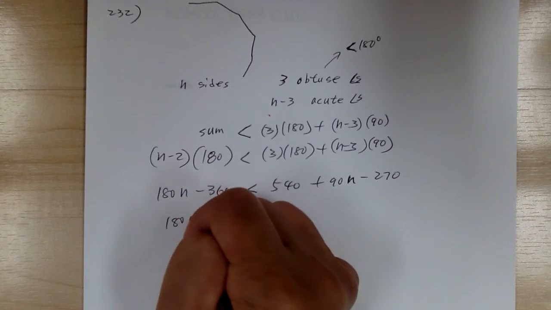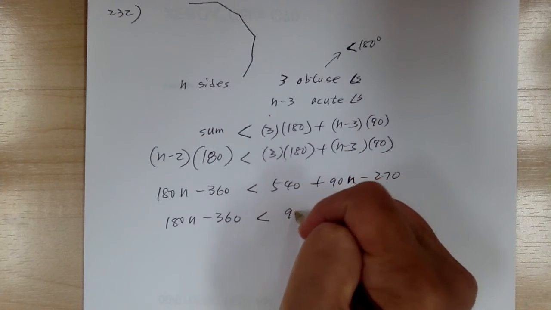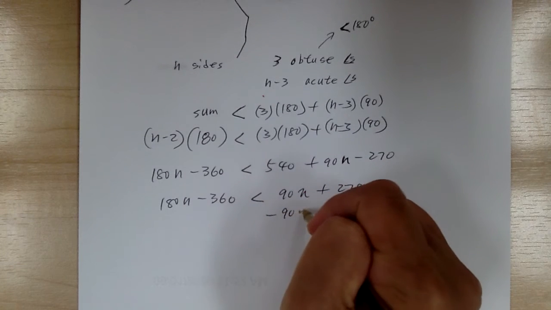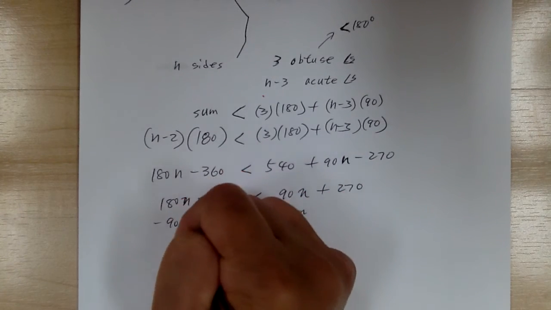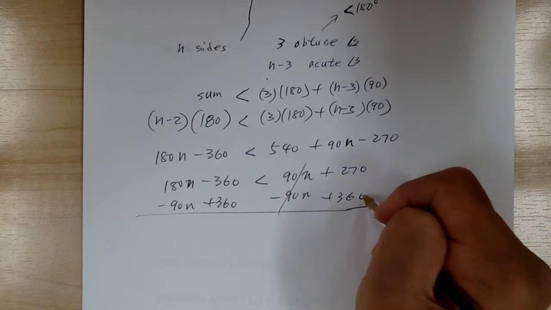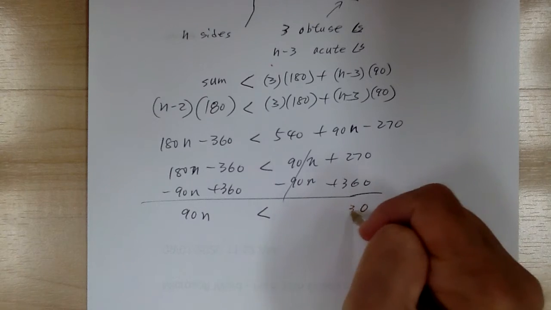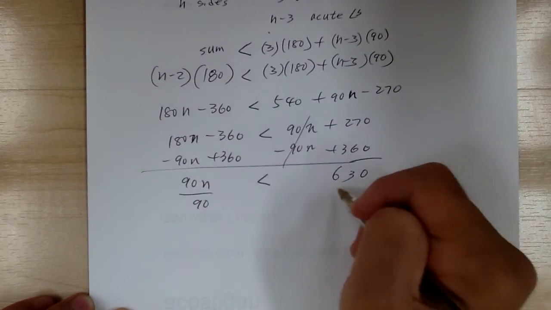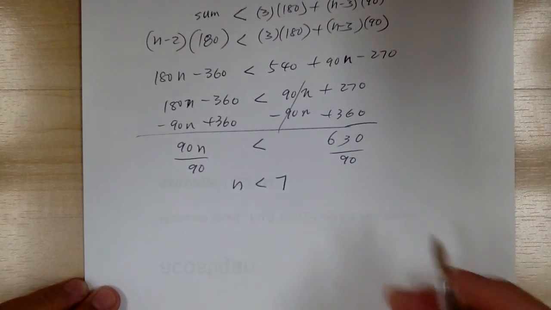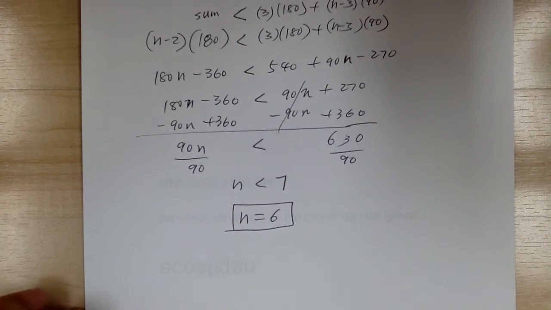So 180n minus 360 has to be less than, this will be 270, so 90n plus 270. Subtract 90n to get rid of that, and add 360. So you get 90n has to be less than 630. Divide by 90, so n has to be less than 7. So the most n can be is 6. So the maximum is 6, a hexagon.